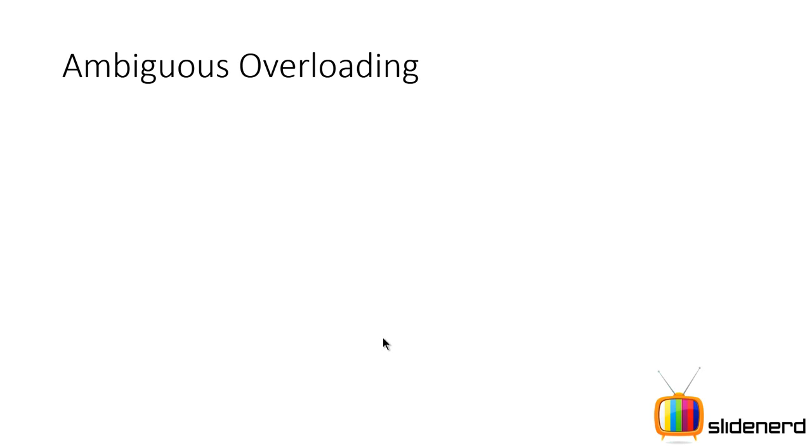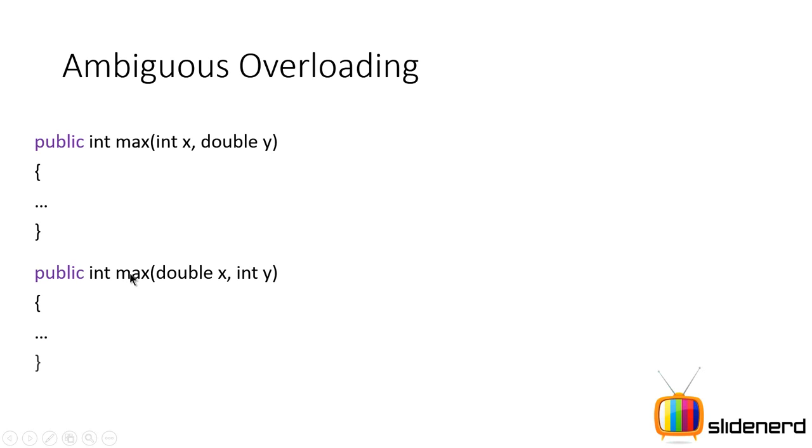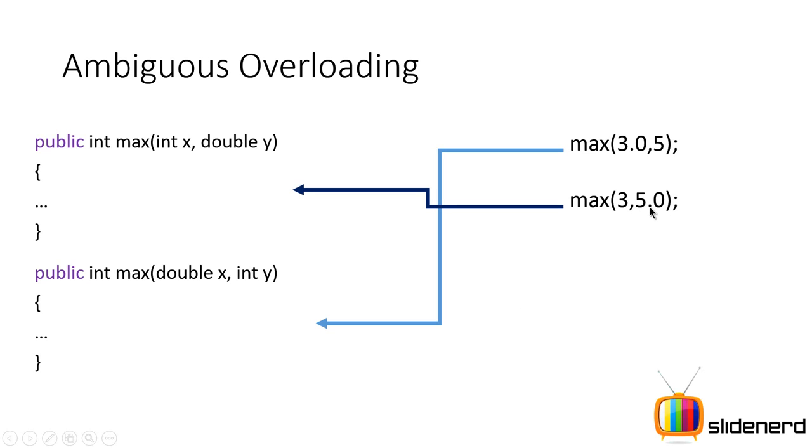So here is an example of ambiguous overloading. So what I have is an int max with int x, double y. It does something, okay. Now let's not be concerned about what it does inside this method. Let's have another method called int max. Now take a careful look. Here it's double x and int y. Now if I call max of 3.0 comma 5, notice the first argument 3.0 is a double. Second argument is an integer. It's gonna call this one, which is double comma integer. But when I say max of 3 comma 5.0, the first is integer, second is double, it's gonna call this one.